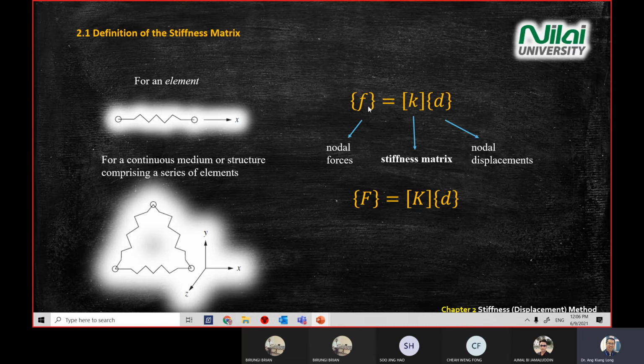And then there's a difference between capital F and small f. If you're dealing with an individual element, then you use a small f and small k. And if you deal with the whole structure, or in the global dimension, then we use a capital F and capital K. So these are the differences between the symbols and how you write.